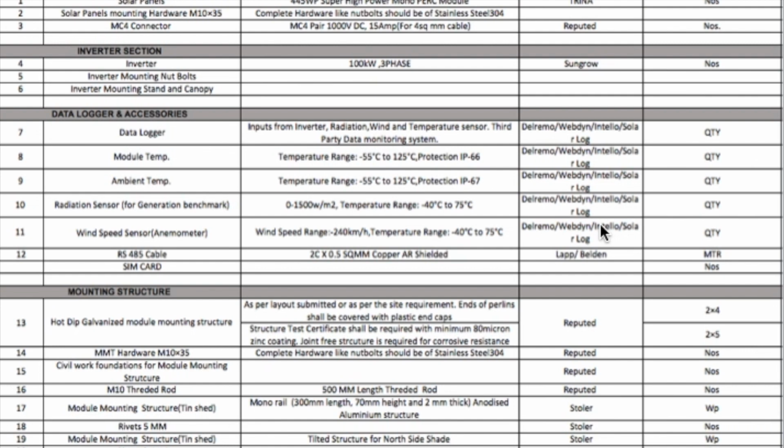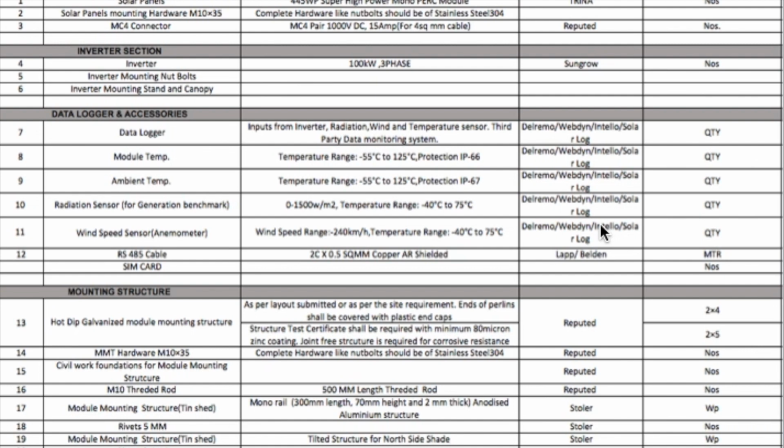So the data logger is very important for remote monitoring, but for the other parts, whether you require module temperature, ambient temperature, or wind speed, only then do you need to provide that particular sensor, otherwise you need not.